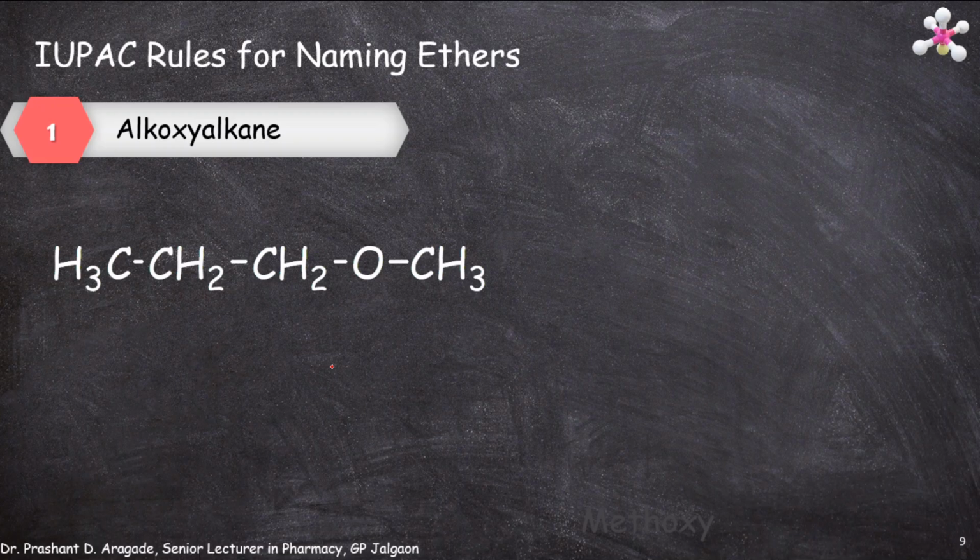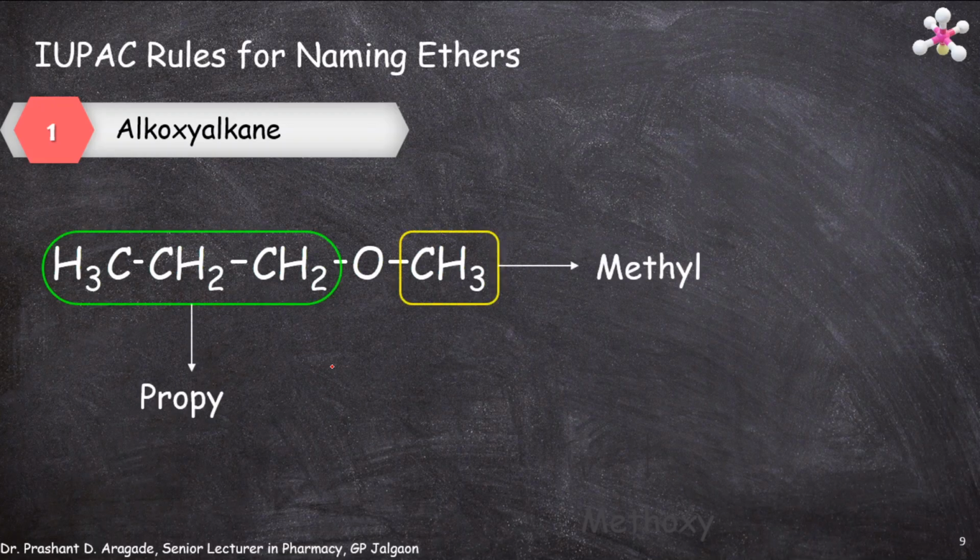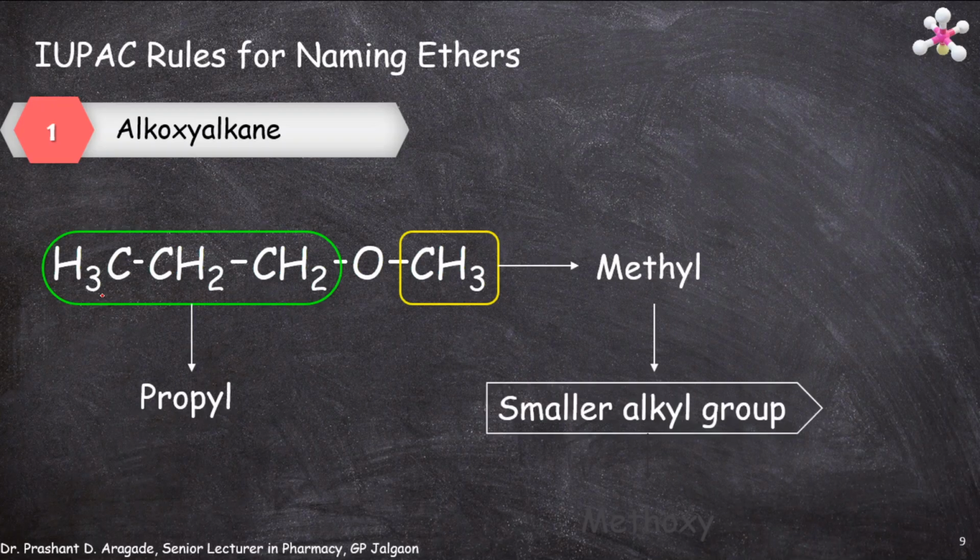The first thing is you have to select the alkyl groups. This alkyl group is methyl and this alkyl group is propyl as it contains 3 carbon atoms. So this methyl group is the smaller alkyl group.